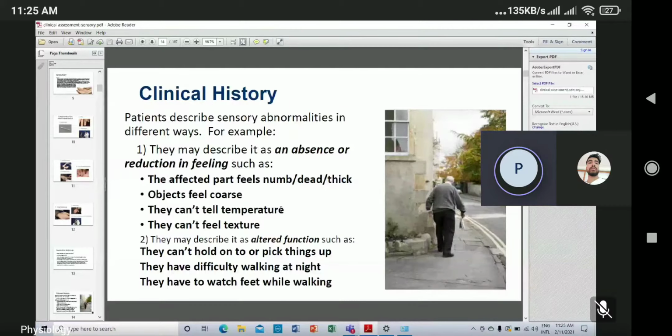Superficial sensation includes fine touch. Then the deep sensations include the vibration sense and proprioception. And the cortical sensation includes stereognosis, tactile localization, and two-point discrimination.